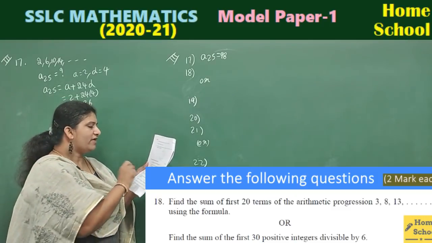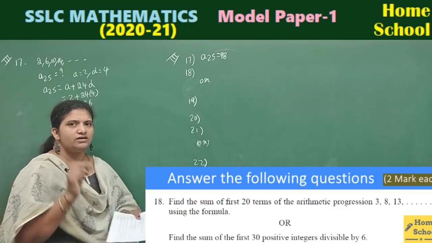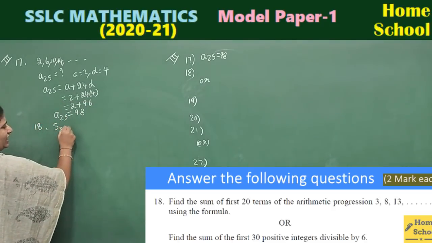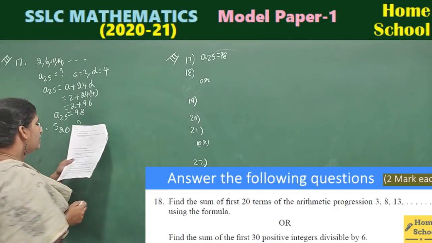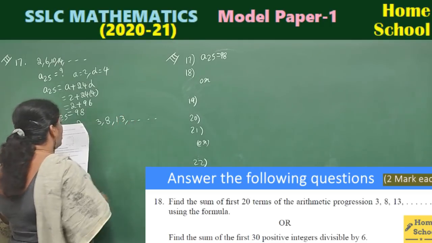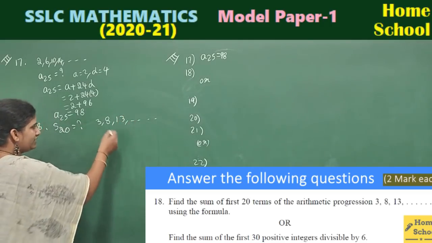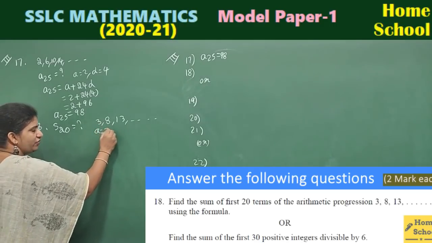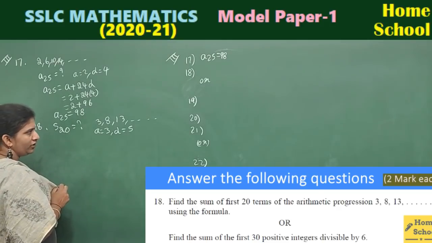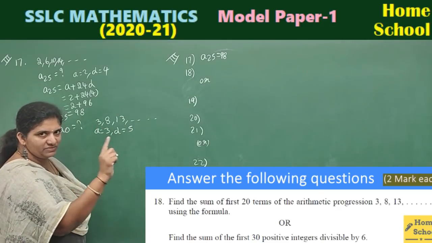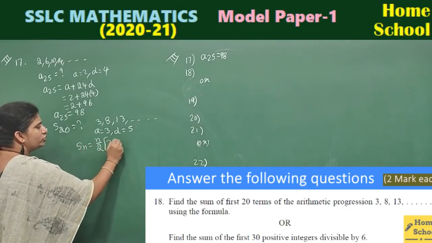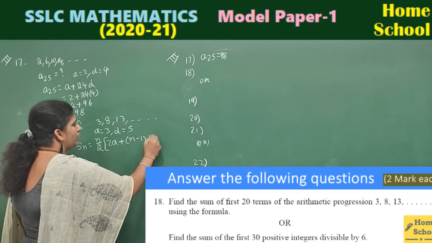18th question. Find the sum of first 20 terms. Sum of first 20 terms means S20 is equal to question mark. And the arithmetic progression is 3, 8, 13, and so on. Using the formula, identify A as 3, D value 8 minus 3 will be 5. S20, you need to calculate the sum of 20 terms, right? The Sn formula is n by 2 into 2a plus n minus 1 into d.